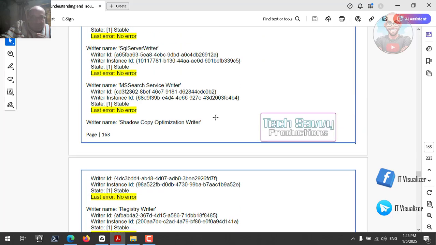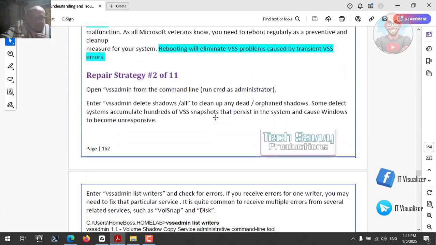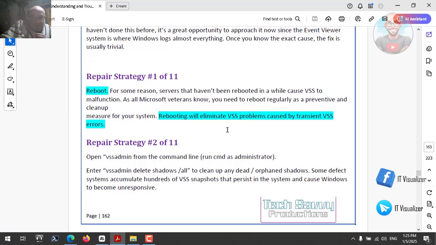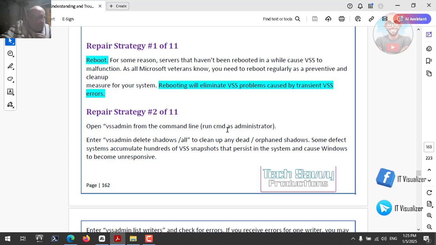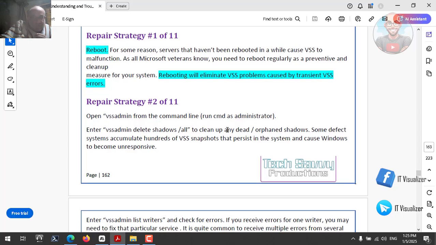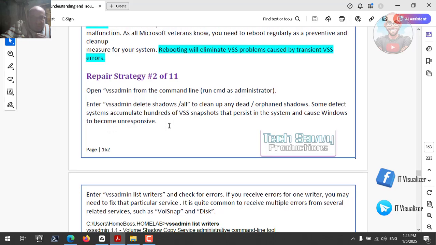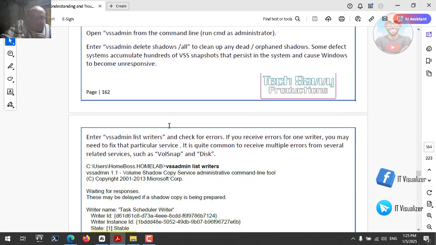So here we can see it is giving us a strategy for repairing a problem concerning writers. First of all, reboot the server. For some reason, if you haven't rebooted in a while, it can cause VSS to malfunction, so we can reboot the server. Strategy 2 out of 11, so there are 11 strategies to do so. Open VSS admin, delete all shadow copies. So he's giving us a strategy. I think this is very, very good.